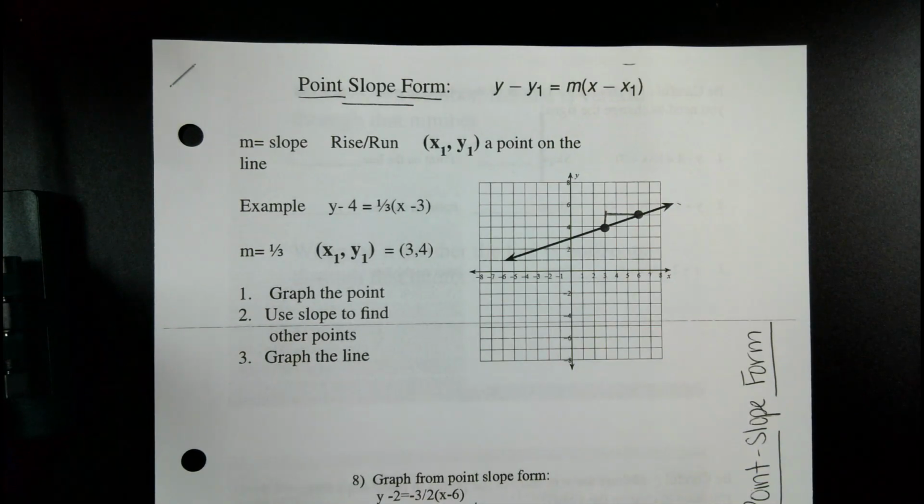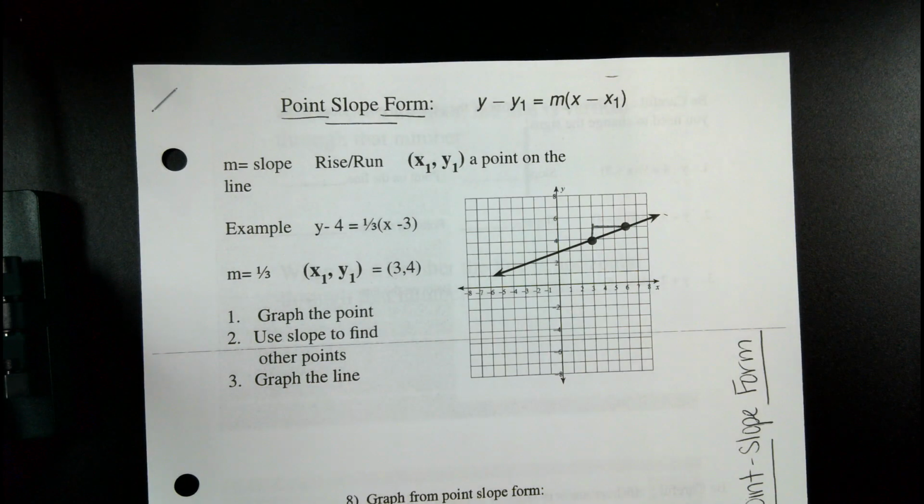This is our third and final form of lines that we're going to actually graph. Slope-intercept form we could graph right away. Standard form that we just did, we had to turn into slope-intercept form before we could graph it. Point-slope form, graphed. The only thing you have to be aware of is all the different pieces.